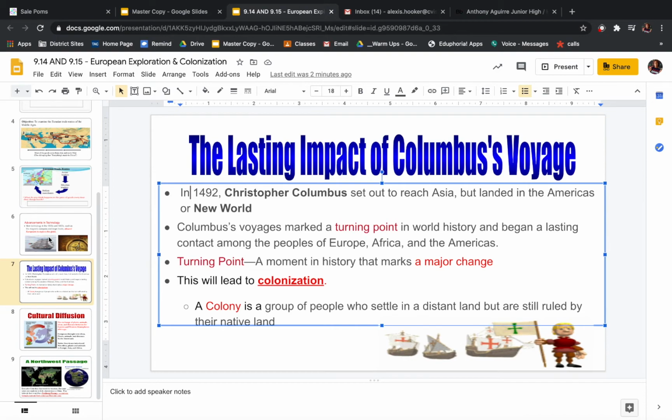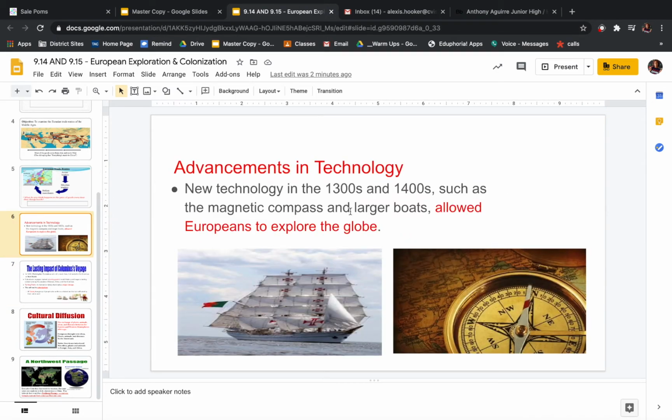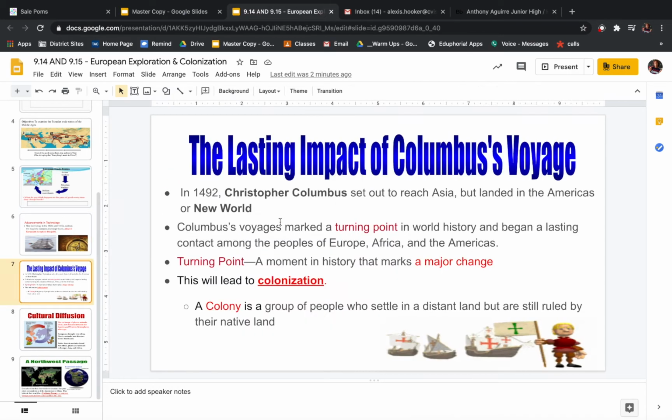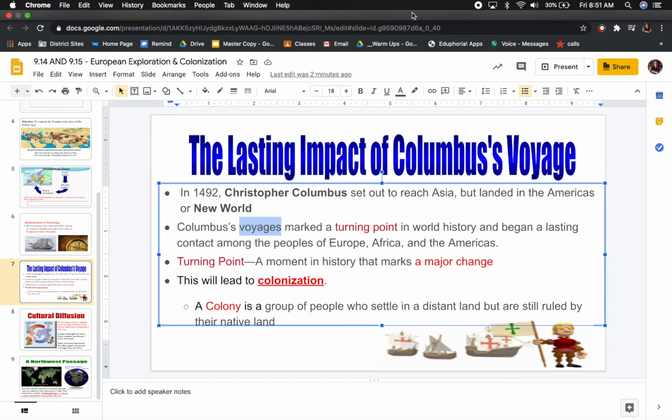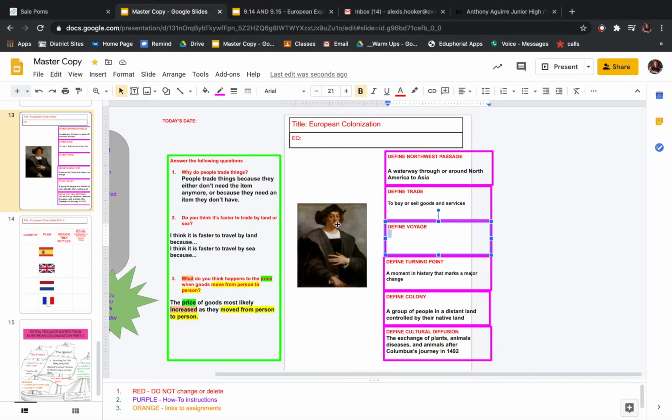Previous slide tells us with this better technology, okay? Large boat, the compass. So Columbus set out on a boat to reach Asia, but landed in the New World. Columbus' voyage marked a turning point in world history and began the lasting contact among the people. Voyage most likely means a journey, because that's all he took. He took a trip, he took a journey. So I'm gonna come up here. Voyage, a journey or trip.